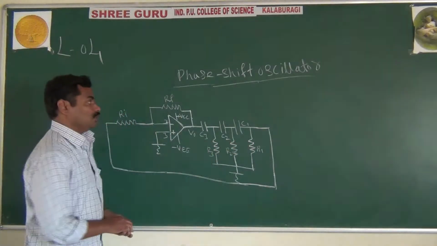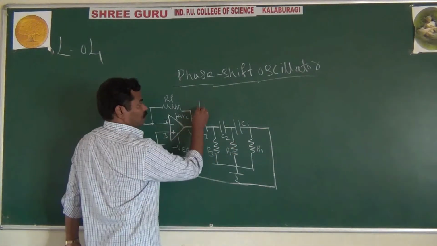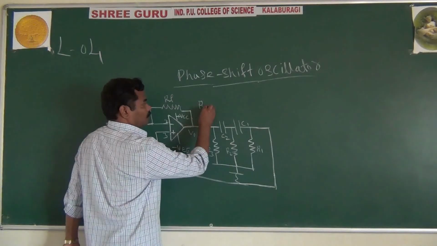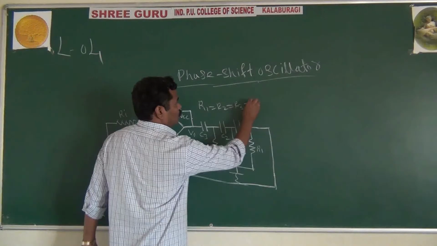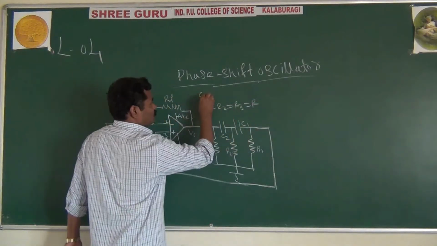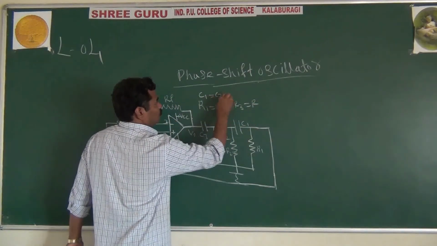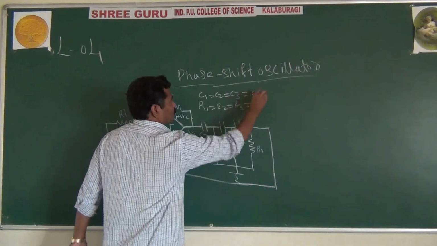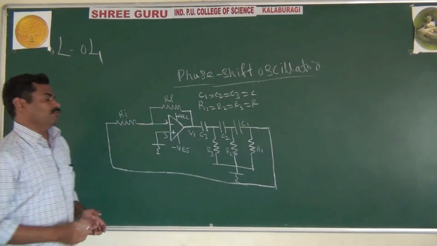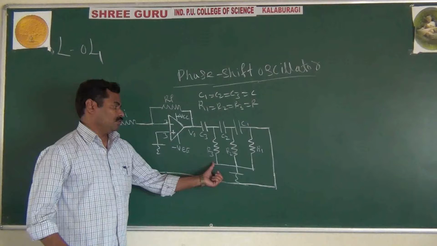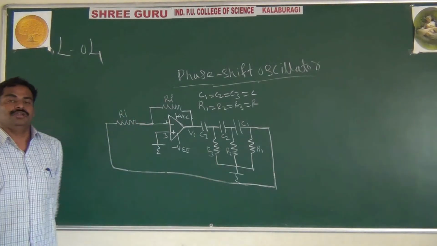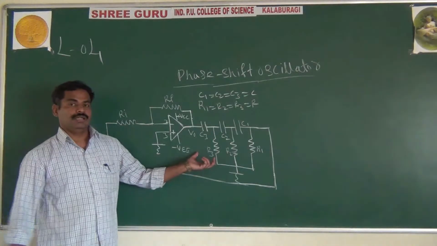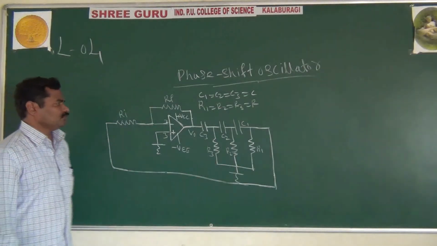The condition is that, only for one particular value, R1 equal to R2 equal to R3 equal to R, C1 equal to C2 equal to C3 equal to C. Only with this condition each of your R and C networks will give the 60, 60, 60, total having the 180 degree. Now how does it work?